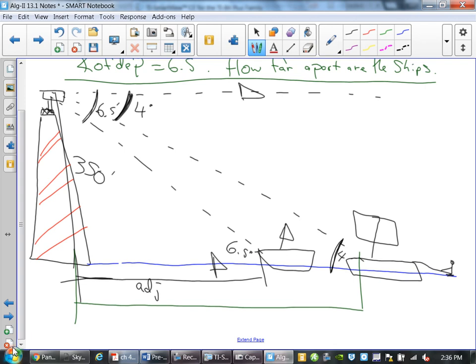So in order to figure out how far apart they are, we have to take their two separate distances and subtract them. So what trig function are you going to use to find the adjacent for the first boat? Tangent. Good, tangent. So we have the tangent of 6.5 is your opposite, 350, over your unknown.